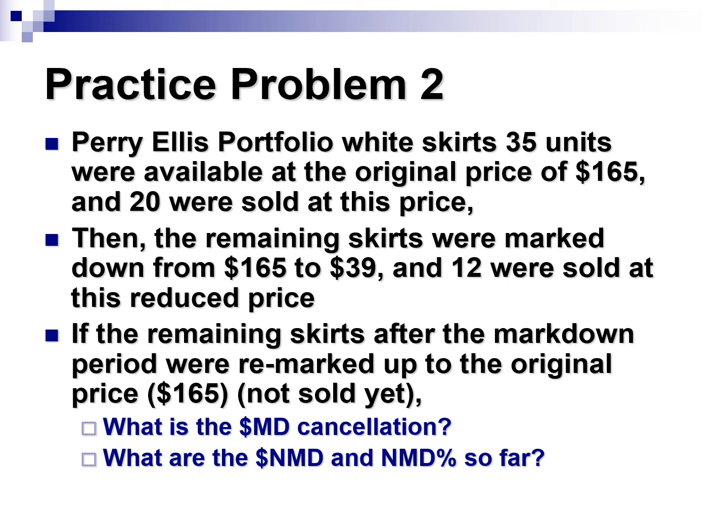Okay. Perry Ellis portfolio skirts, 35 units were available at the original price of 165, and 20 were sold at this price. Okay, so originally there were 35 units. The original retail price was 165. 20 were sold at the original retail price, okay, with no markdowns. And then the remaining skirts were marked down from 165 to $39. Okay. So out of the original 35 units, 20 were sold at the original price. So what's left would be 35 minus 20, that's 15 units, right? So those 15 remaining skirts were marked down from 165 to 39.